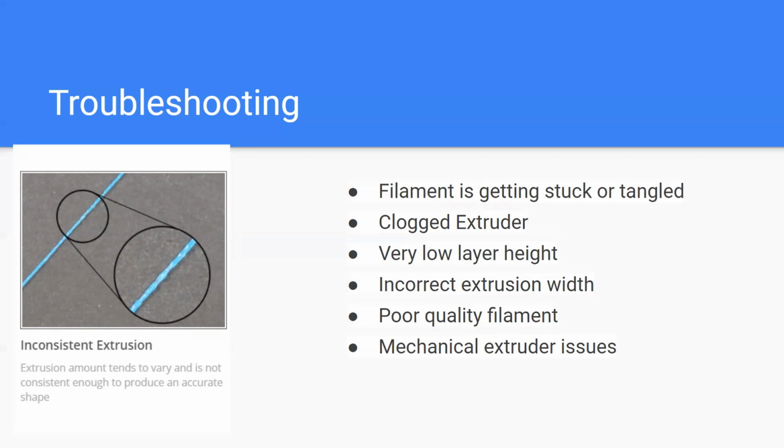You could also just have, unfortunately, poor quality filament. Again, shouldn't be an issue at U of T, but some filaments are pretty inconsistent and do have some disparities within them. It could also be an extruder issue, in which case that's something you're going to have to consult your specific 3D printer's manual for.